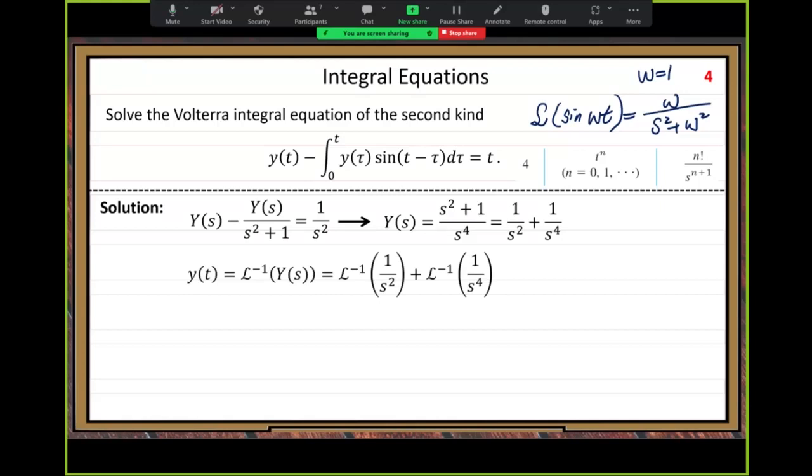Inverse Laplace transform. Applying the formula to the first term, n equals 1, so we get t. For the second term, we divide by 3 factorial, so we get 1/6 times t cubed, with n equals 3. That is the y function. In this simple way, you can solve that integral equation easily.